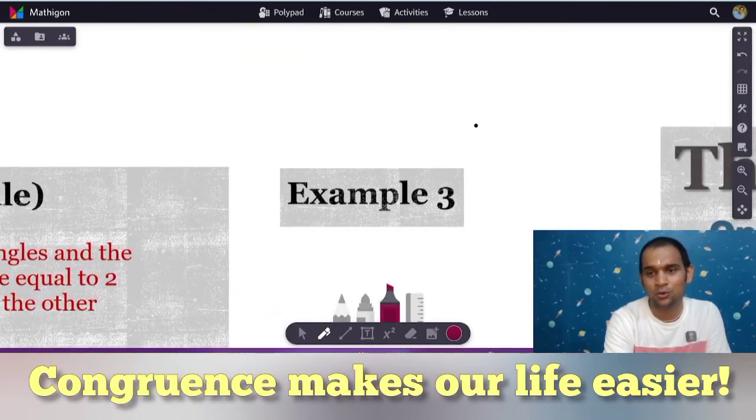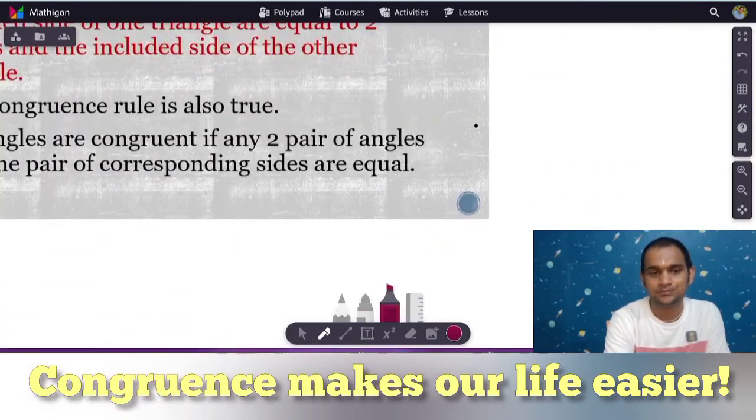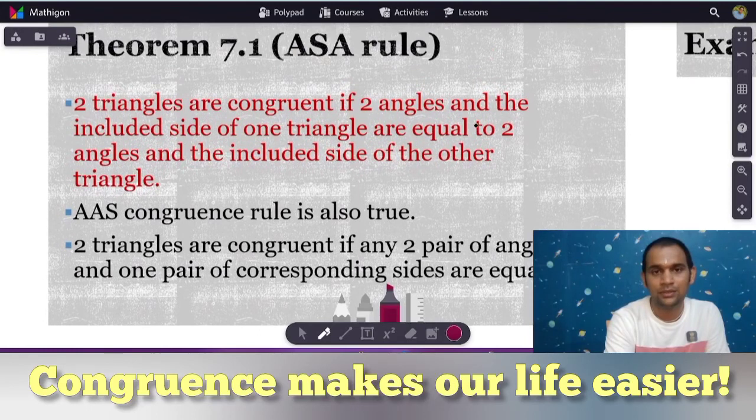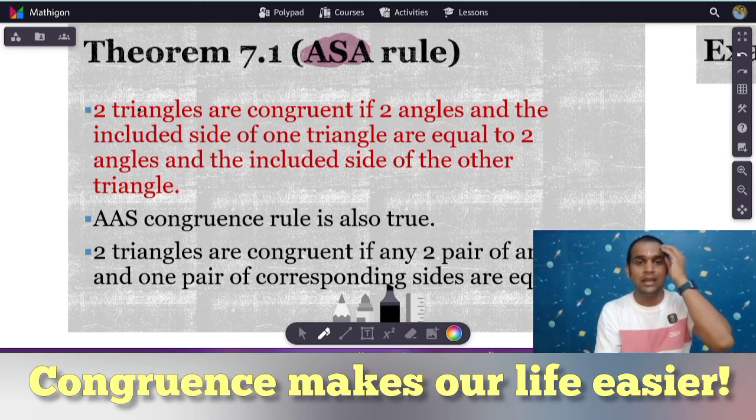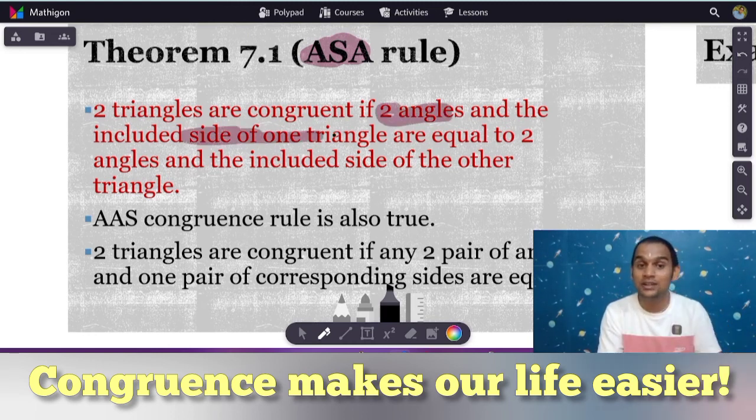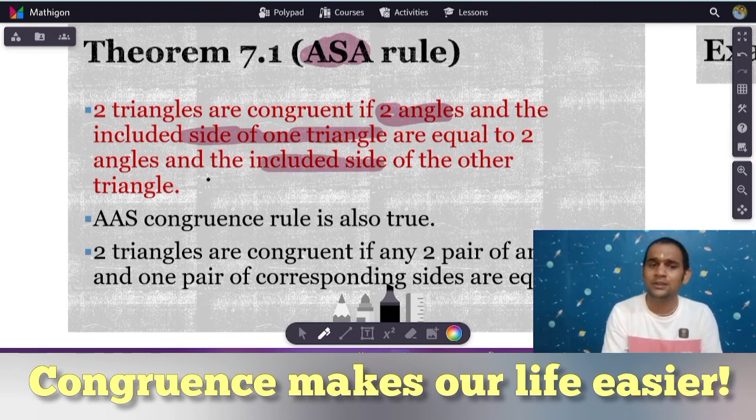So let us now go to Theorem 7.1. Now we have already read about axiom 7.1. Let's move on to theorem 7.1. This is talking about the ASA rule, that is angle side angle. Between the two angles, the third side is equal. Two triangles are congruent if two angles and the included side of one triangle are equal to two angles and the included side of the other triangle.